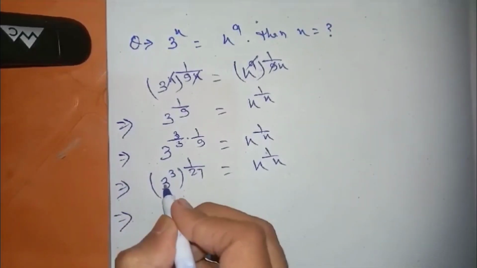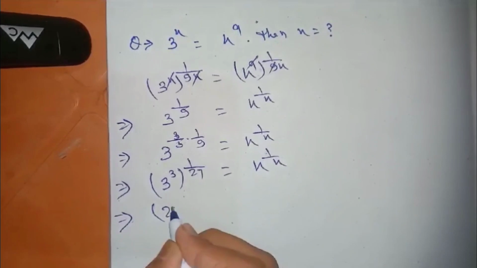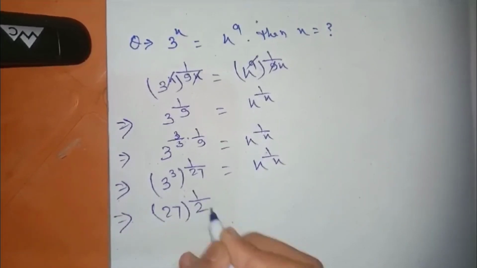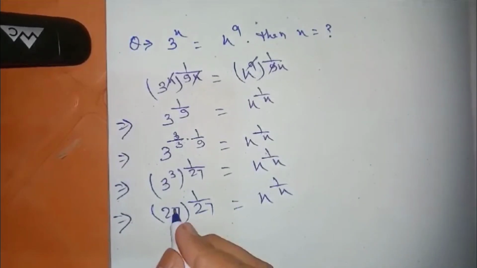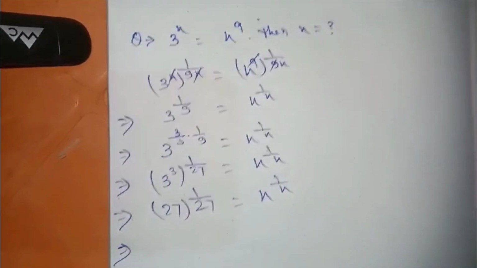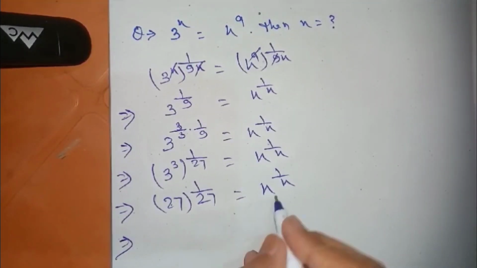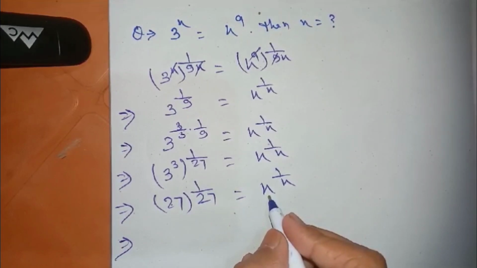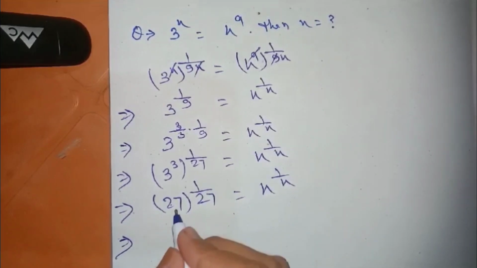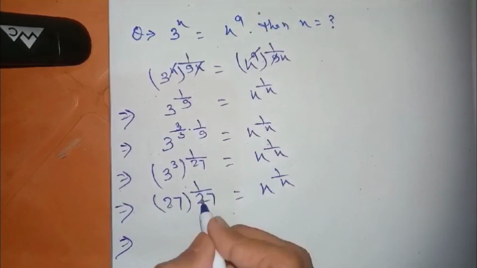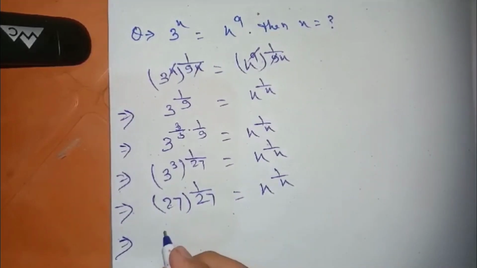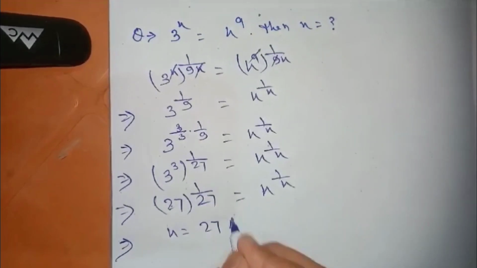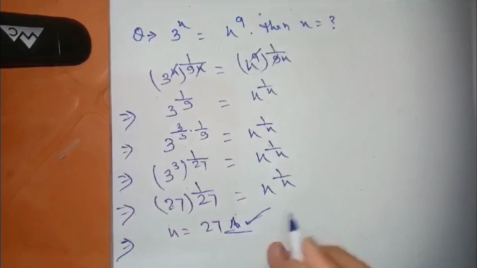Now what we can write: 3 to the power 3 equal to 27, and 1 by 27 equal to x to the power 1 by x. See here, 1 by 27 and x by 1 by x. Because the base and the power are both the same here and here also, we can write x equal to 27 as the answer. This is our solution.